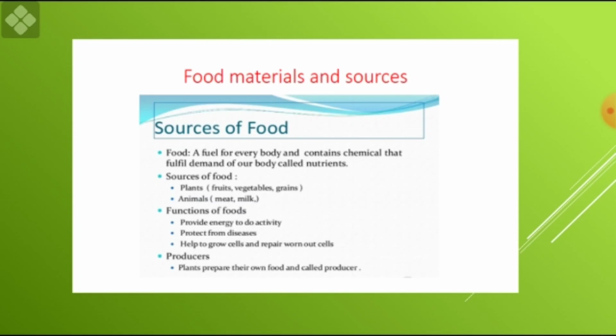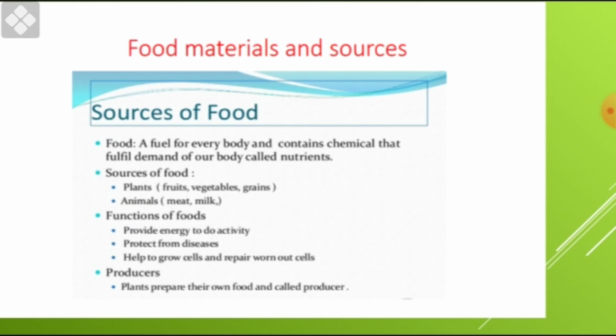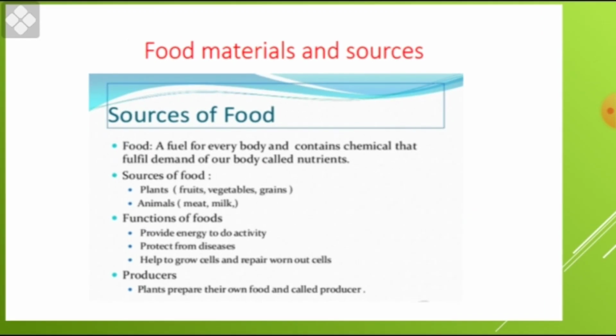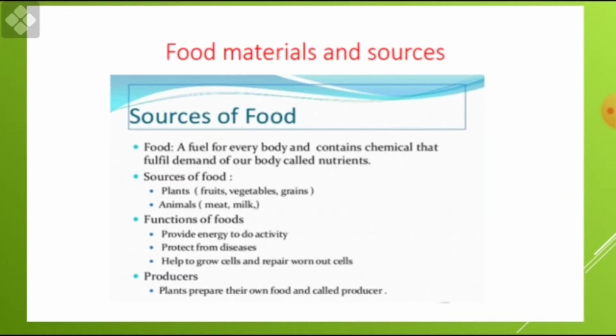For a quick recap, the sources of food: plants such as vegetables, fruits, grains, cereals and pulses. Animals give us meat, milk, egg, cheese, butter, curd and all these. So what are the functions of food? It provides energy to do various activities. It protects the body from diseases, helps to grow the cells and repair the worn out cells. Plants are also called producers because they prepare their own food by the process of photosynthesis.